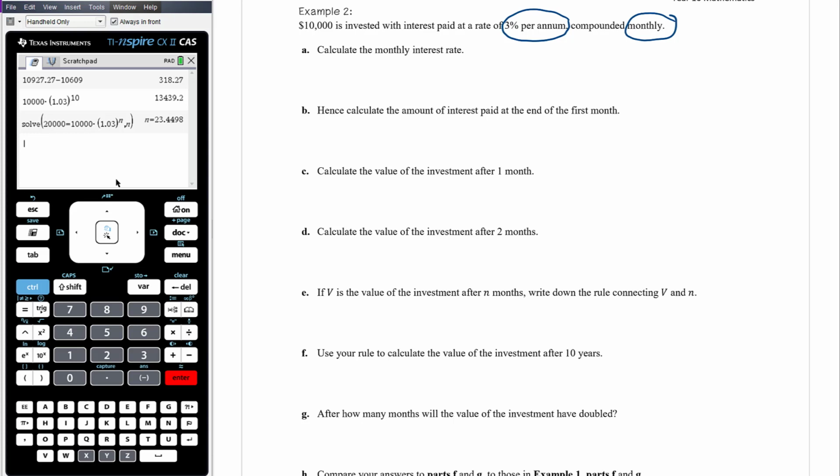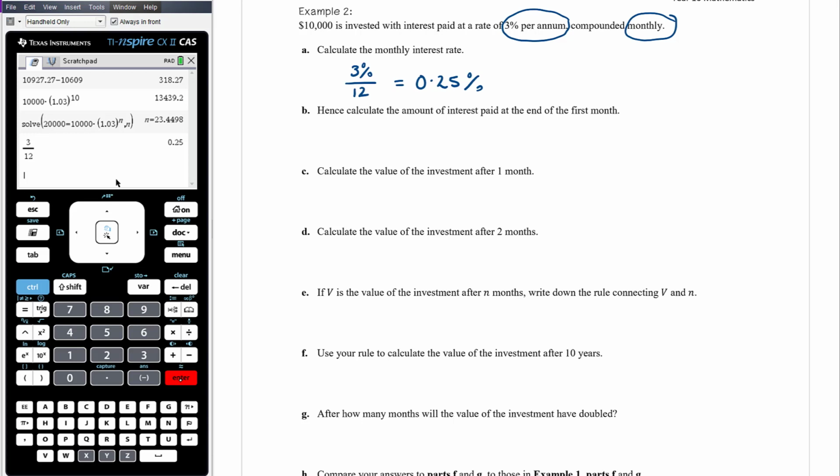Let's have a look. So we want to calculate the monthly interest rate. If 3% is the annual interest rate, the monthly interest rate is going to be 3% divided by 12, which is 0.25%. Hence, calculate the amount of interest paid at the end of the first month.